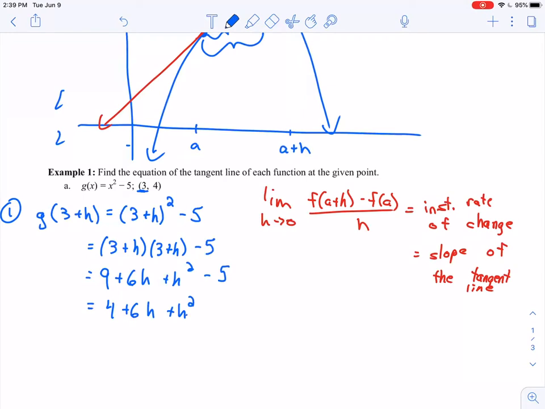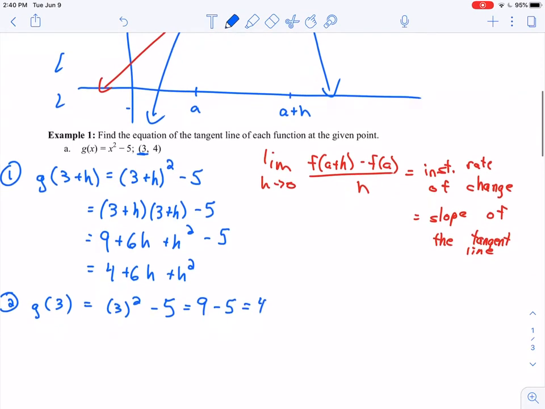Once you get to a point where you can't simplify this anymore, then okay, I'm going to move on to the next step. I'm going to see, okay, what do I add next? Or rather, in this case, what do I subtract next? Well, I subtract f of a. So I'm going to go find, first of all, in step 2 here, g of 3, because 3 is my x value. 3 is my a value that I'm talking about here. So g of 3, this is 3 squared minus 5. This is 9 minus 5, which gives me 4.